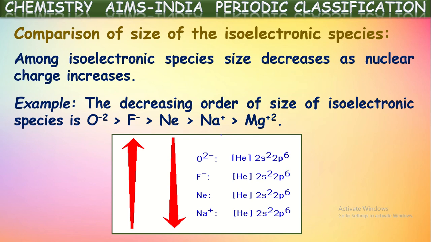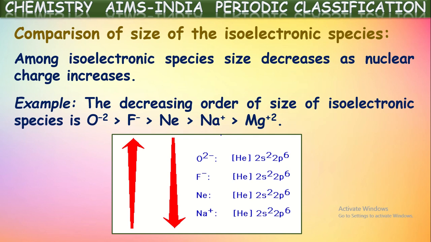What are isoelectronic species? We know the species which are having same number of electrons are called isoelectronic species. Here species represents either an atom or molecule or any ionic substance. Whatever it might be, it can be simply called species. So the species which are having same number of electrons are called the isoelectronic species. Now, how is the size compared among these isoelectronic species? Among the isoelectronic species, the size decreases as nuclear charge increases.